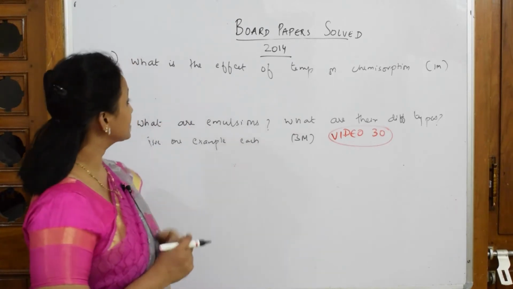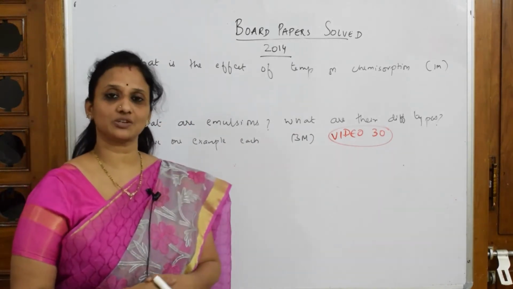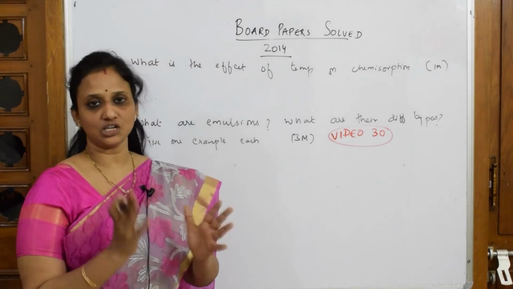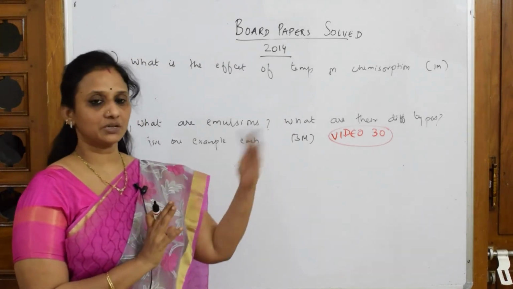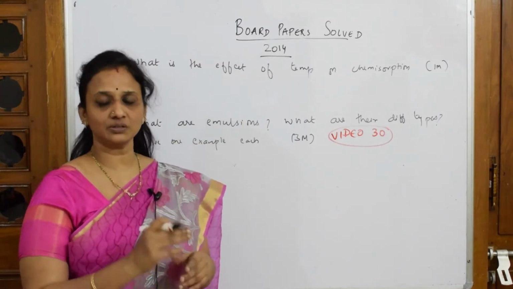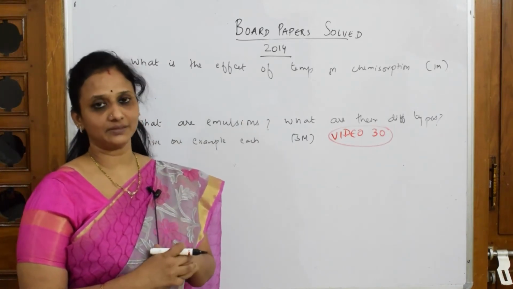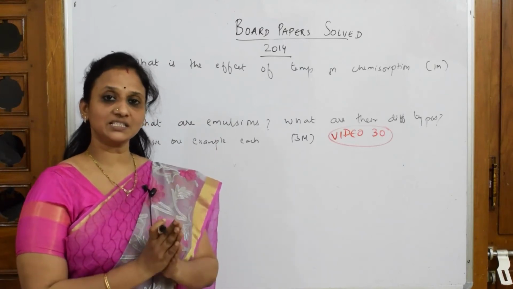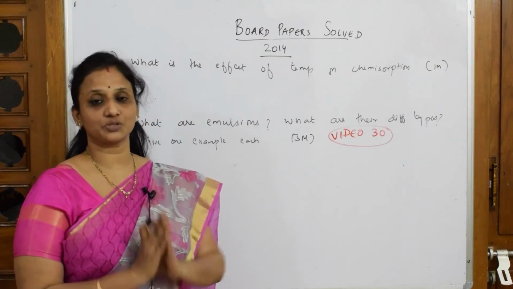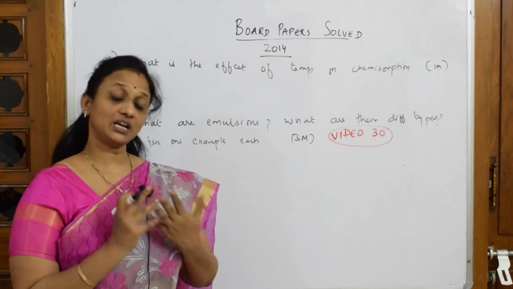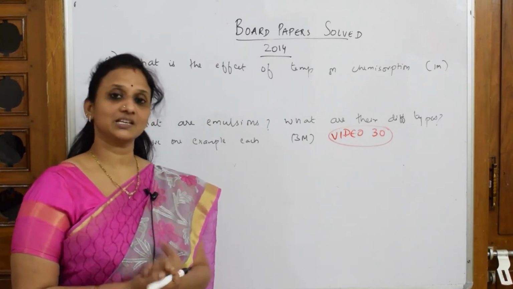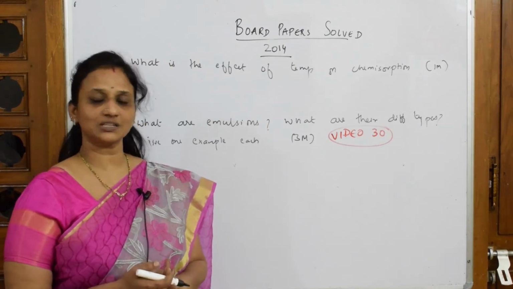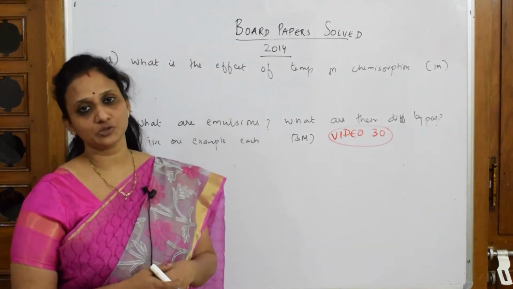So let us read the first question. What is the effect of temperature on chemisorption? We very well know that whenever you increase the temperature, adsorption increases, because it is going to form chemical bonds with the adsorbent. So the most important thing is that in chemisorption, a rise in temperature favors adsorption. That is the first important thing. And as the temperature is increased, the number of bonds will increase. When the number of bonds increases, chemisorption also increases.